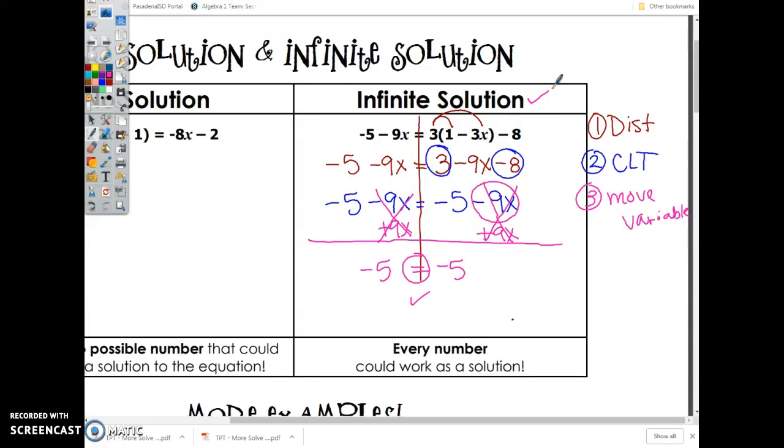Okay, so that's how it will look. Both sides of the equation will be exactly the same. Okay, so I need you to try the 4 problems at the bottom. And then we're going to start on the back page, and you're going to be working in partners.